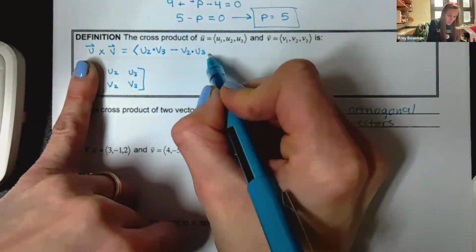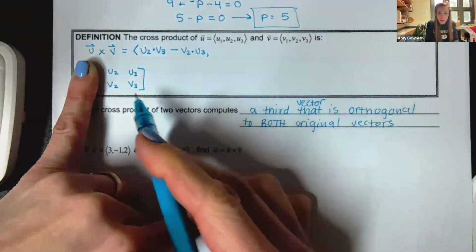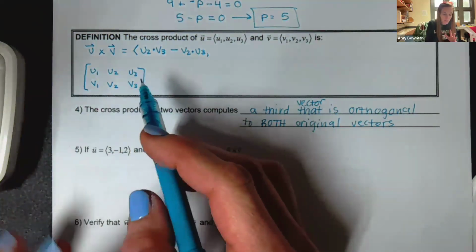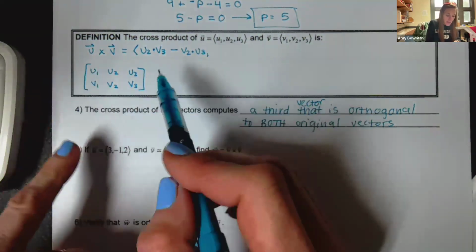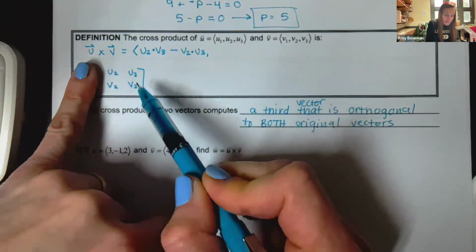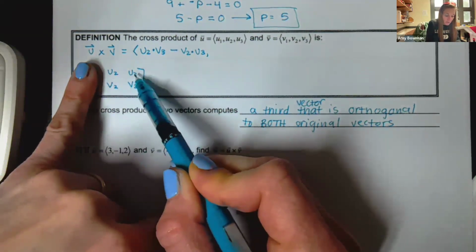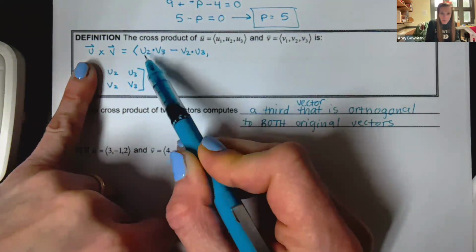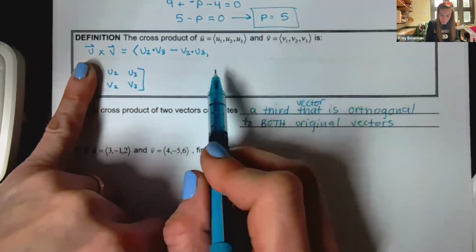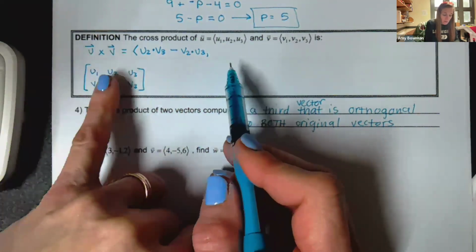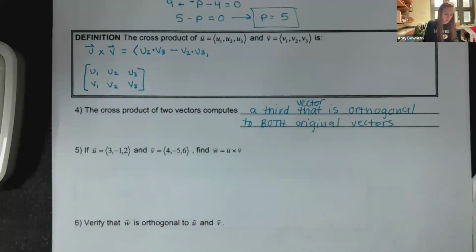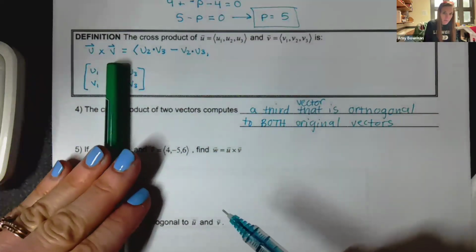It's okay if your brain is overwhelmed at all of the u's and v's and numbers. We'll walk through some examples and hopefully it'll solidify everything. So the result of this product, u2 times v3 minus v2 times u3, is the first component in the cross product. To find the second component, you cover up the second column.